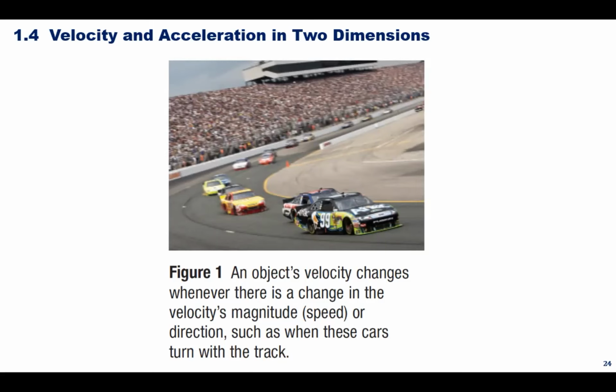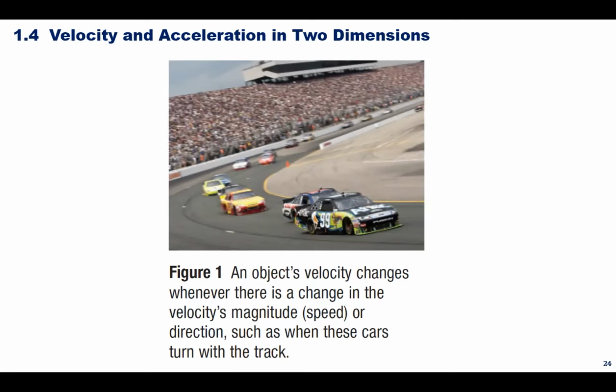Velocity is a vector, right? And like displacement, it can be described in more than one dimension. A change in velocity occurs when there is a change in the velocity's magnitude, also known as speed, or direction, such as the race cars taking a curve here, as shown in figure 1. Acceleration depends on the change in velocity. So acceleration in two dimensions also depends on the change in the velocity's magnitude, direction, or both.